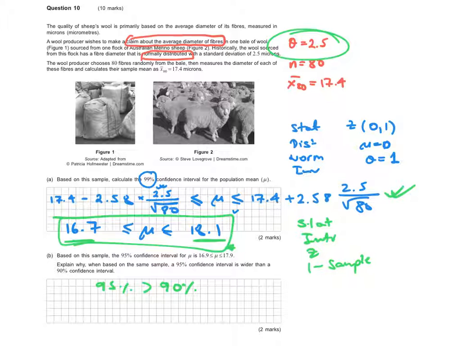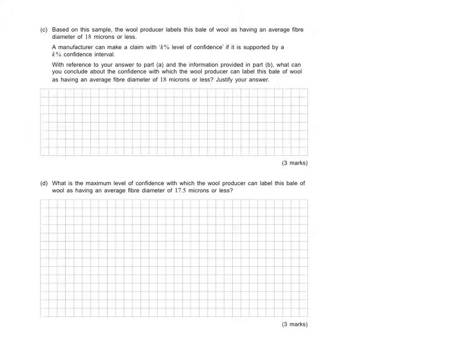So therefore, we're gonna have a wider confidence interval. So a wider interval is gonna be required. Okay, let's go to the next part of the question.